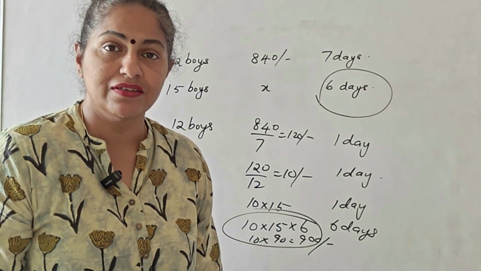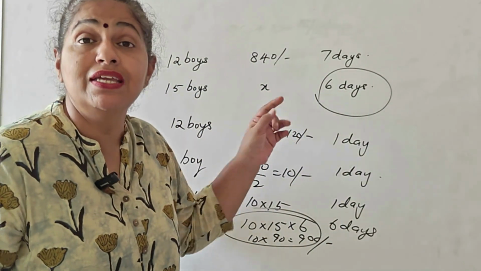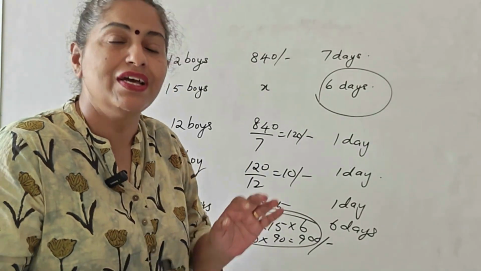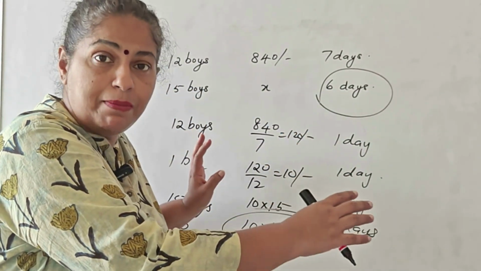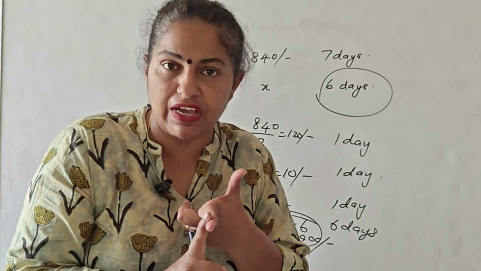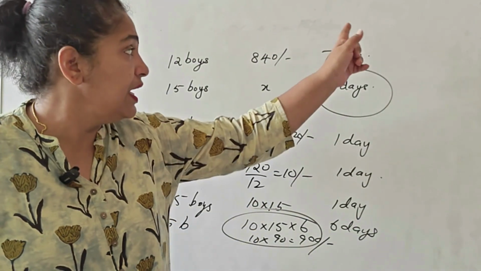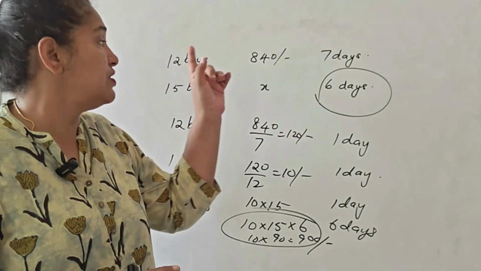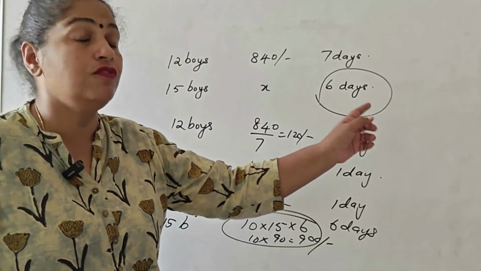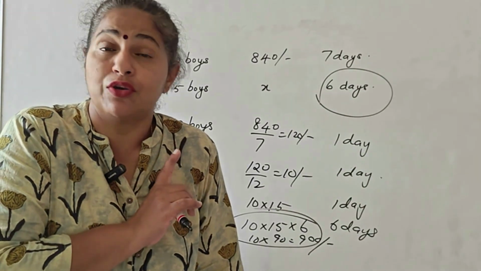Clear? So what do you need to keep in mind? If there is a quantity that is to be found, the remaining two quantities over here have to be made into a unitary value. So here I have made the number of boys into one boy and the number of days into a single day before I proceed to find how much money 15 boys will earn for 6 days. Now let us do one more sum which is similar to this.